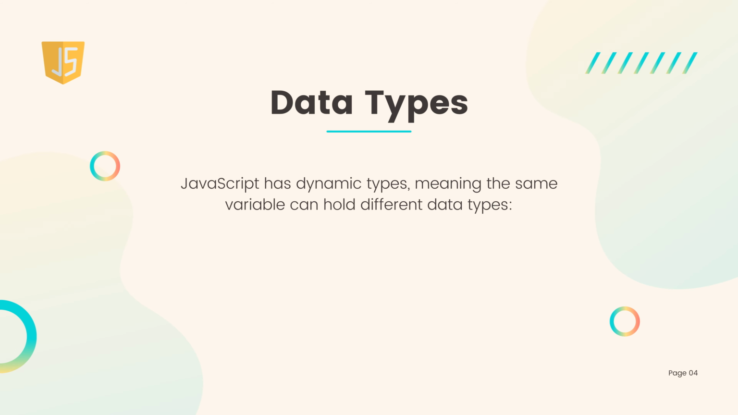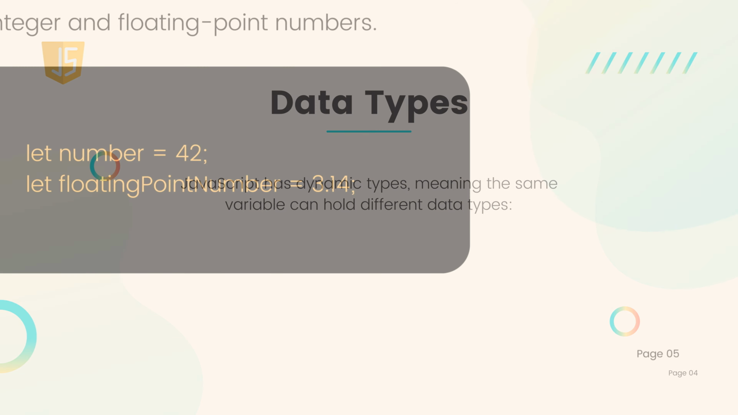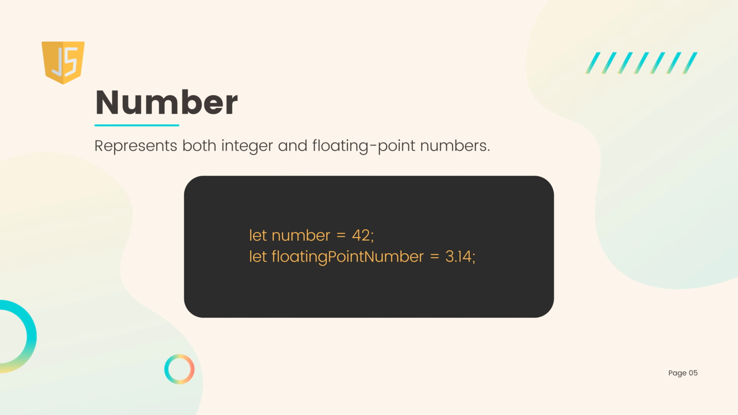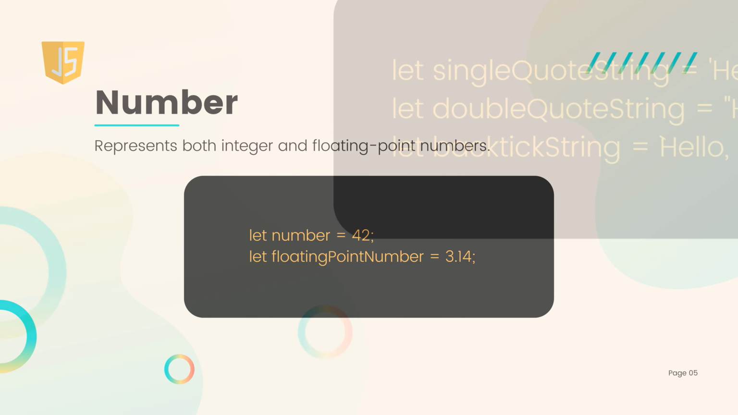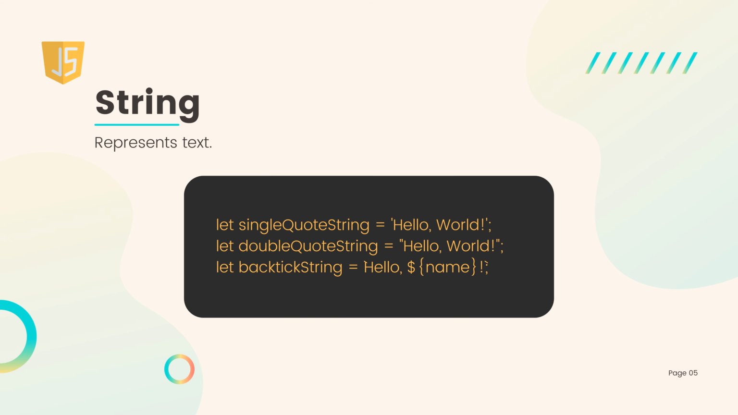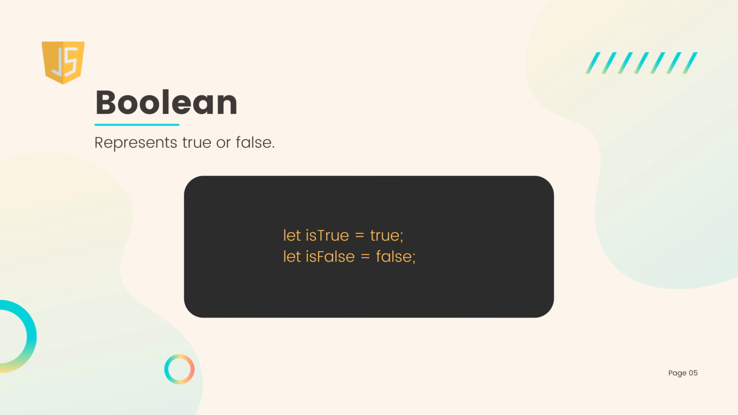Data types. JavaScript has dynamic types, meaning the same variable can hold different data types. Number represents both integer and floating point numbers. String represents text. Boolean represents true or false.